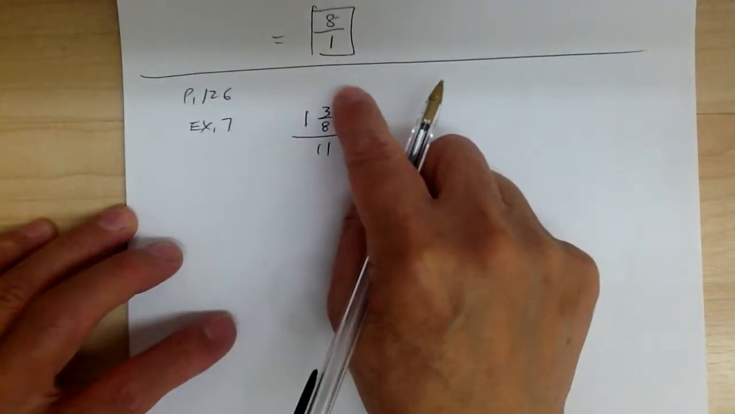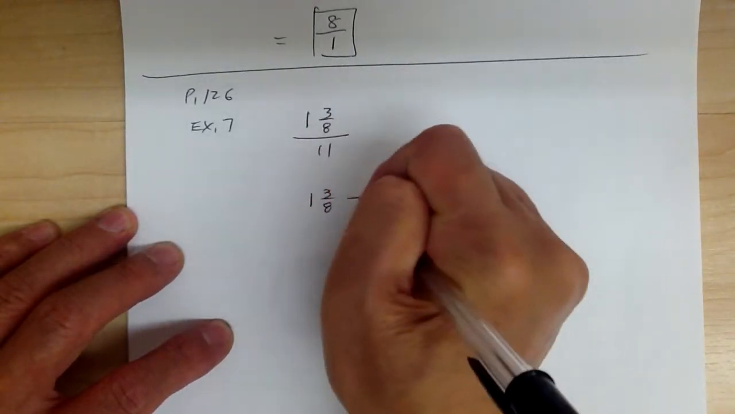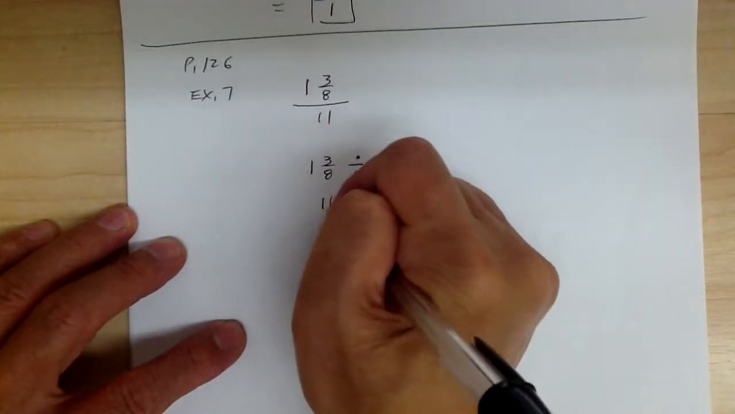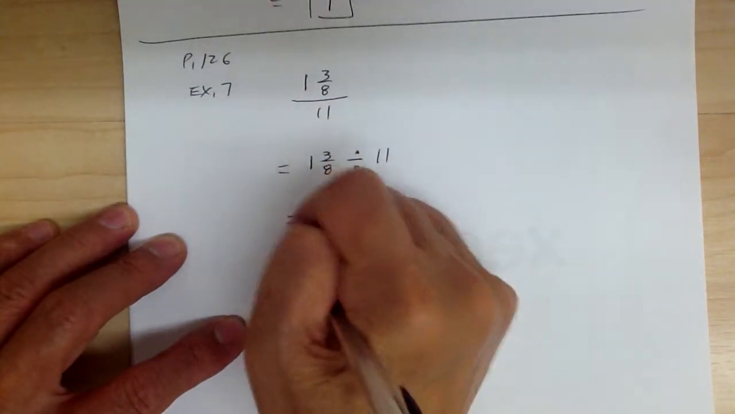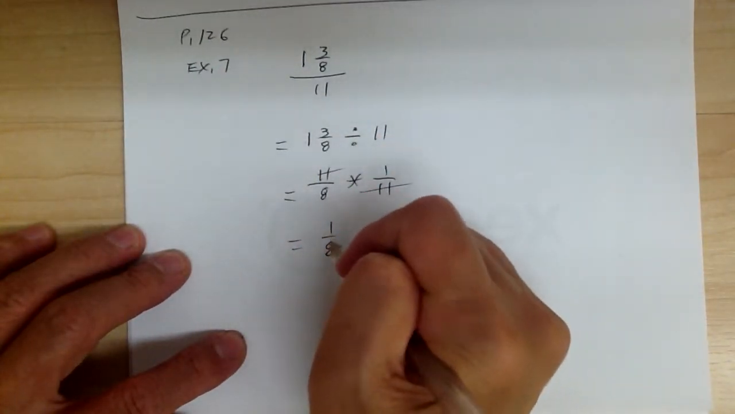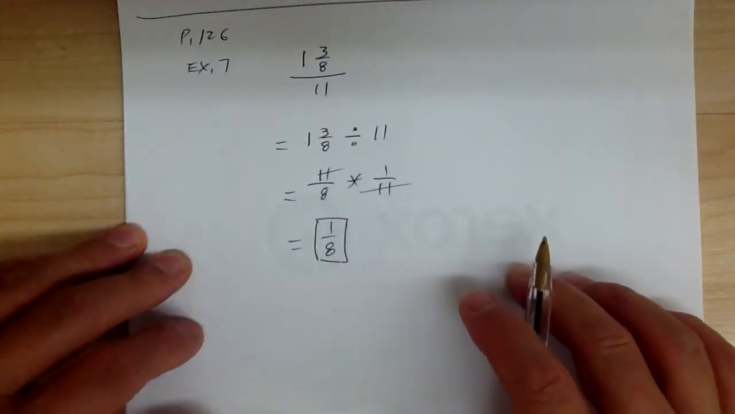So what you do is again, this means division, right? So you got 1 3/8 divided by 11. So convert this, so it'd be 11 over 8 times 1 over 11. And so the 11s get cancelled out, so this is equal to 1 to 8, or 1 over 8. Okay, let's go to example 8.